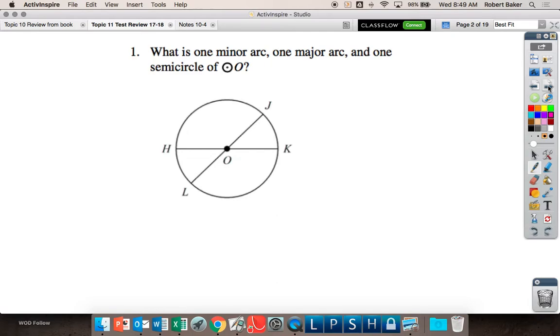HJ, what is that? So you would say arc HJ is a minor arc. Major arc: HJL is a major arc because it's more than half the circle, and then a semicircle has to be exactly half the circle. HJK.